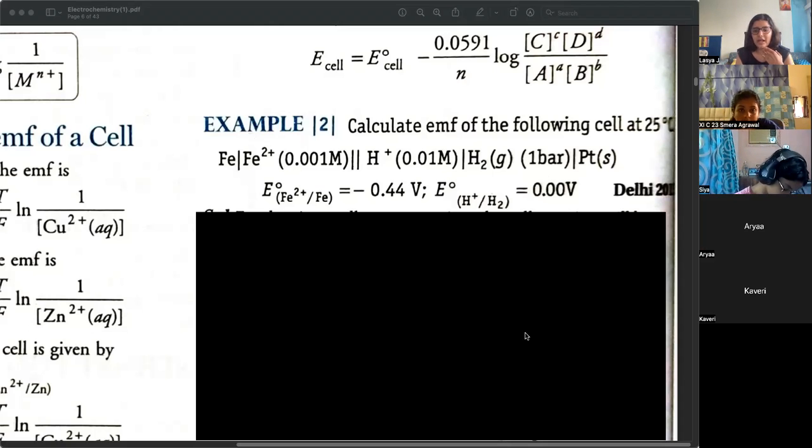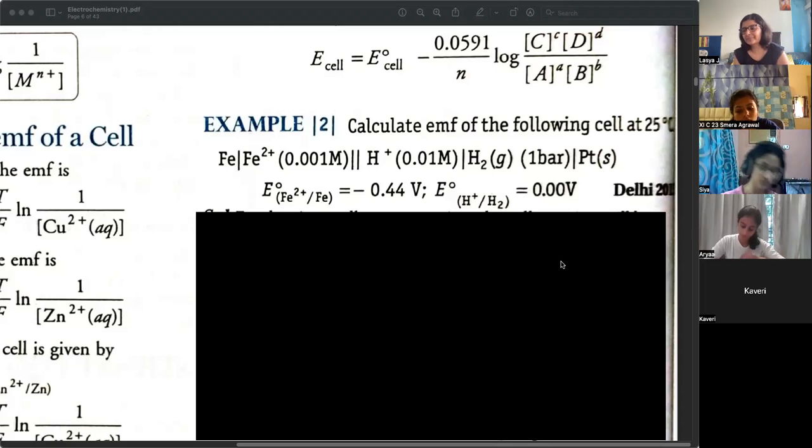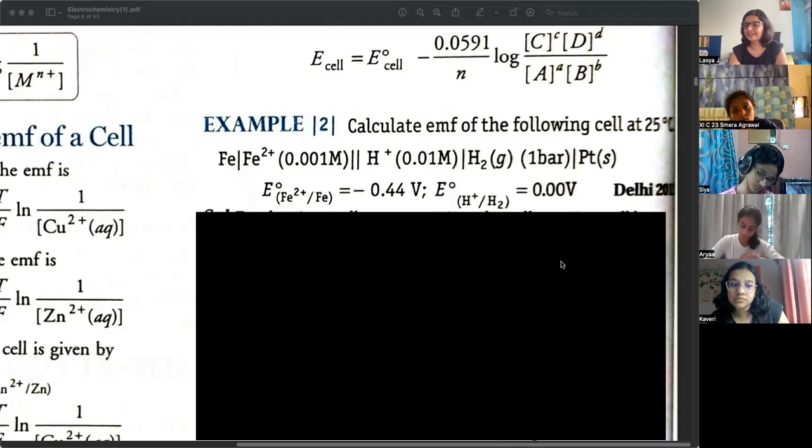Kaveri, do you remember the cell representation, or do you need help with that? No, I understood in class in school.